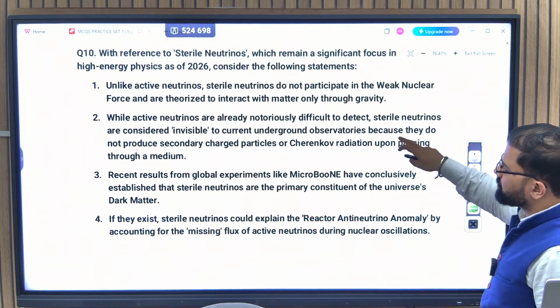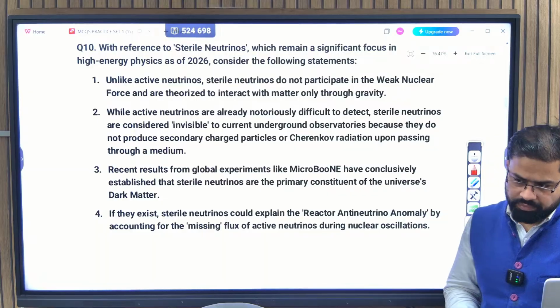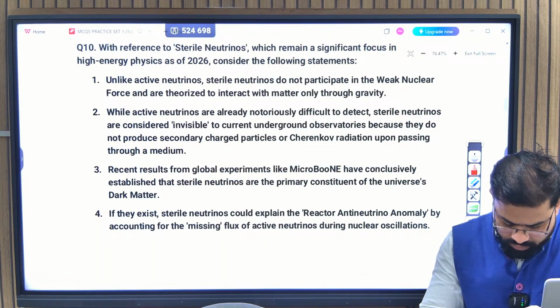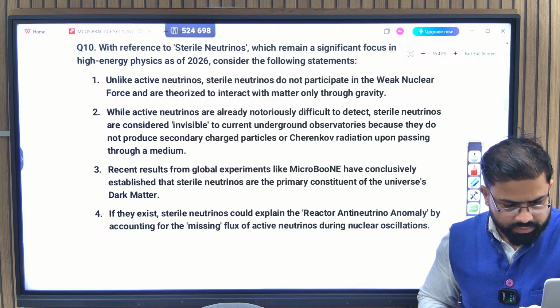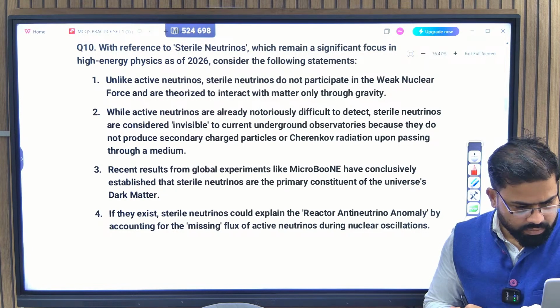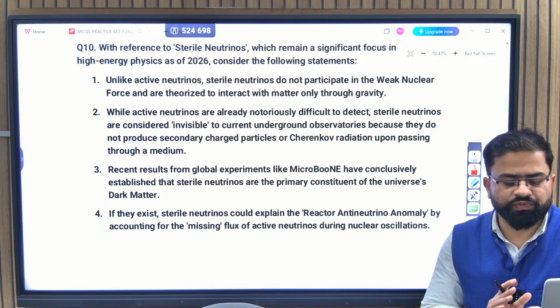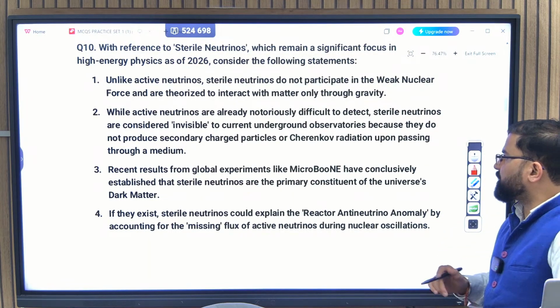Now question number 10, solve it. Question number 10. If any doubt, please do let me know. If you're facing any sort of doubt, if you're not getting any sort of concept, please do comment. Question number 10.